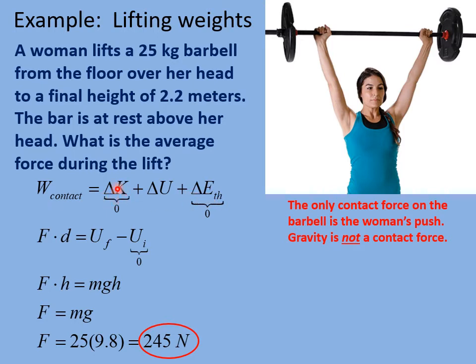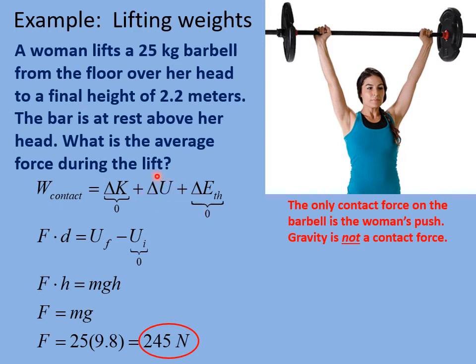Well, there's no change in kinetic energy because she started with the bar on the floor at rest, and at the end, the bar is at rest above her head. So it's still not moving, right? It did move while she was lifting it, of course, but we're talking about here at the end after it stopped. So delta K is 0. What about thermal energy? Well, again, this bar is not rubbing against anything, so there's no friction. You can argue that there's friction inside of her muscles. We'll deal with that in the next chapter. But regarding the bar, the bar did not experience any friction. So the change in thermal energy is also 0.